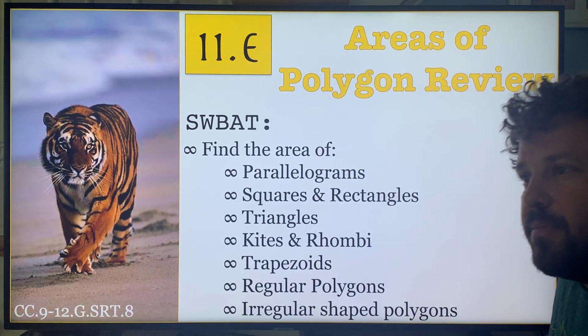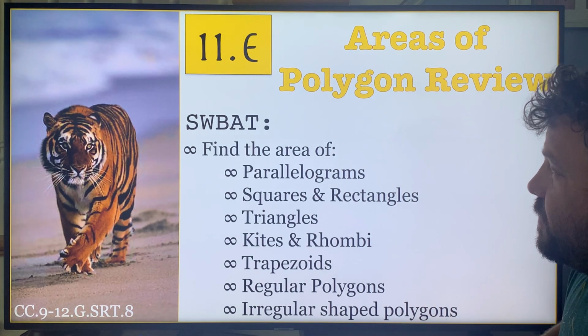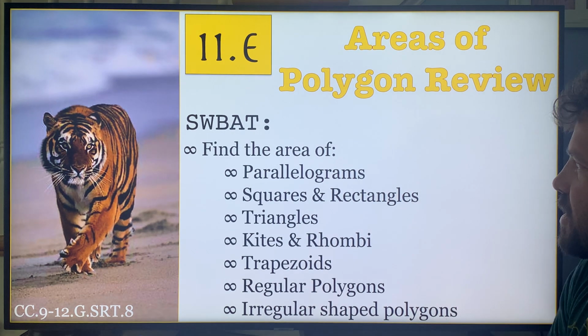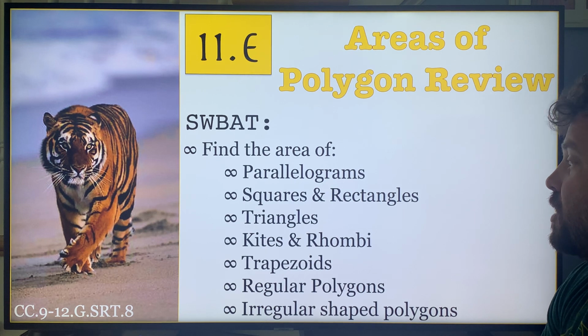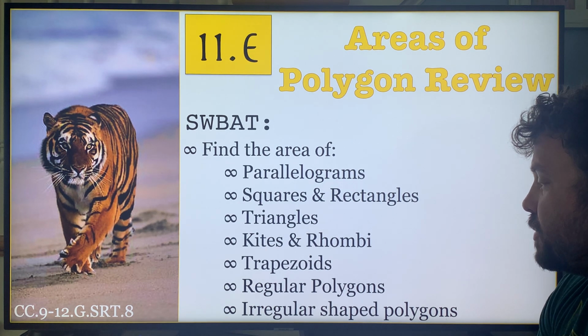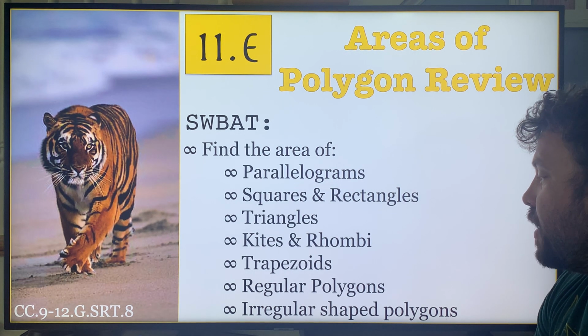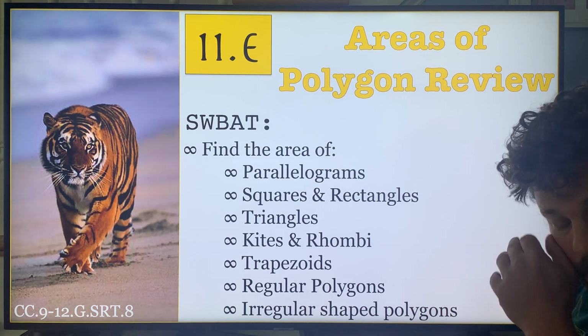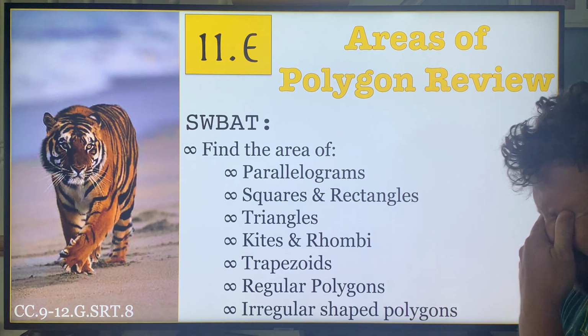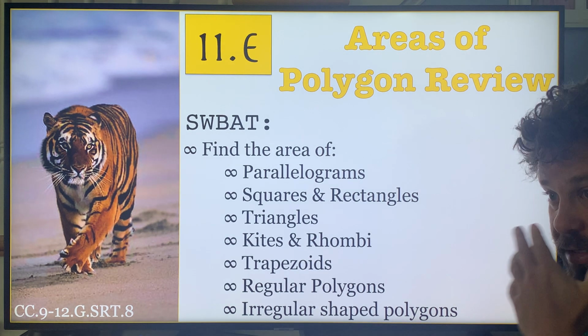Now, areas of polygons and areas of curved figures. We'll just throw that in there. So at the end of today, you're going to be able to find the area of a parallelogram, square, rectangle, triangle, kite, rhombi, trapezoids, regular polygons, and some irregular shaped polygons. Okay? So, this is just a review of the Kahoot review. You should have already done the Kahoot. And this is how you do the answer.